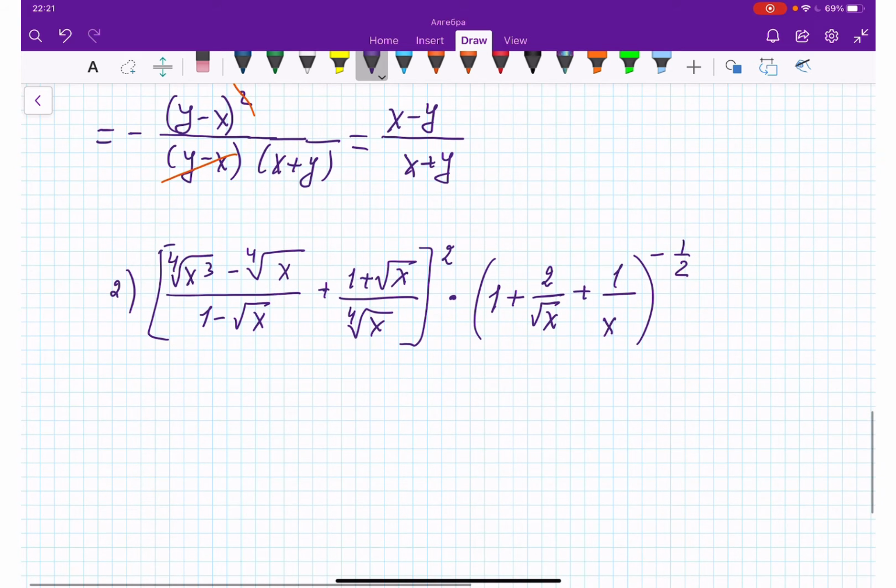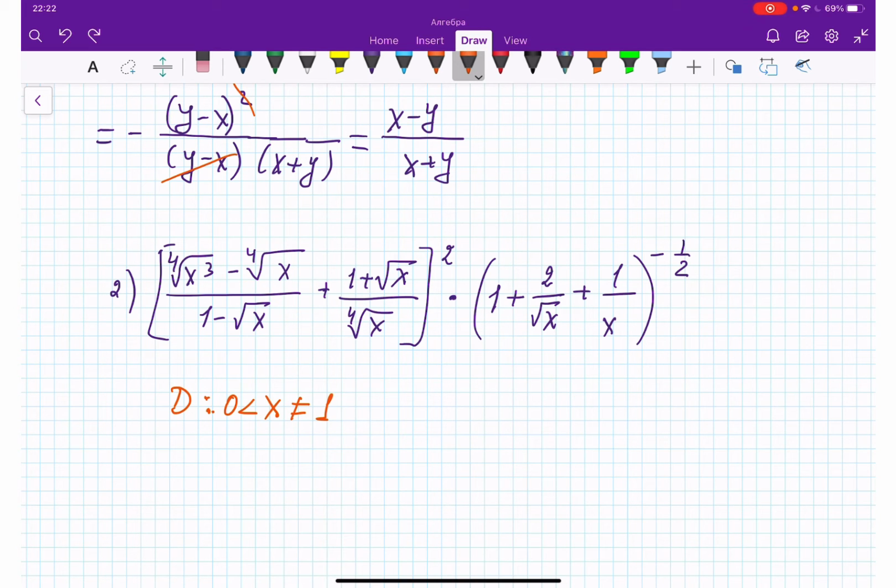So, first of all, domain. And for domain, we have only two conditions. x has to be greater than 0, right? Because we have a radical. And x cannot be equal to 1 also. Look here. x cannot be equal to 1. Otherwise, 1 minus square root of x, we are getting 0. Those are the two conditions that we have.